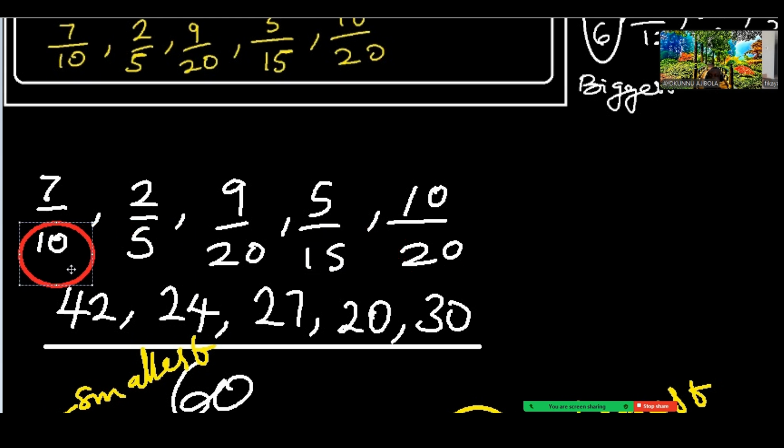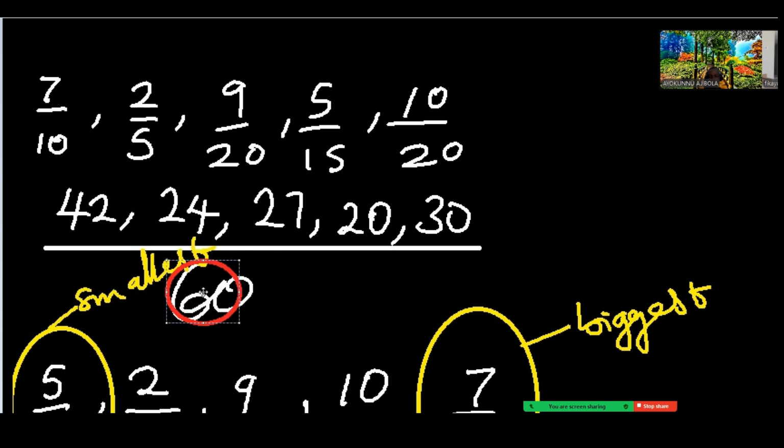20. So we could have picked 20 as our common denominator, but did we pick 20? No. Why didn't we pick 20? Because even if 10, 5, and 20 can divide 20, will 15 divide 20? No. So we'll go for the next multiple of 20.